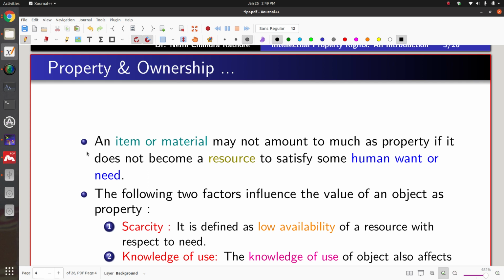But there may be certain things that may not be useful. For example, I believe that in the Indian scenario, a mouse is not regarded as property. Yes or no? For some people it may be regarded as property, but for me or for you, a mouse is not useful, so we cannot regard it as property. Or if there is some insect, that cannot be regarded as property, it is of no use for you, right?